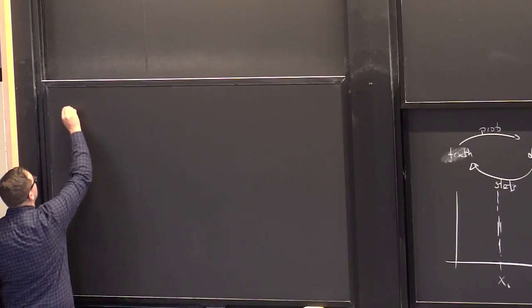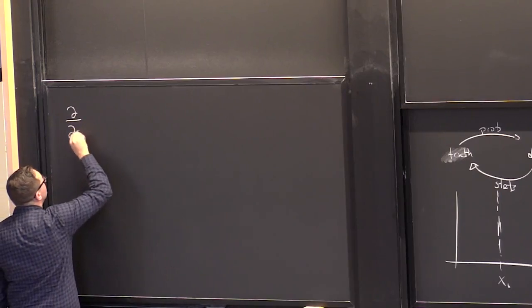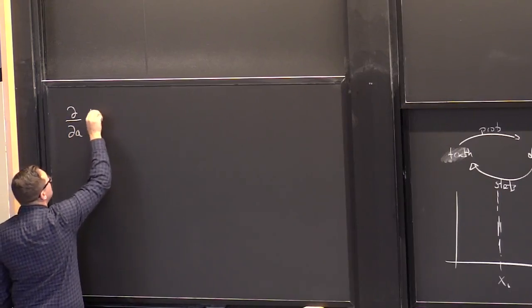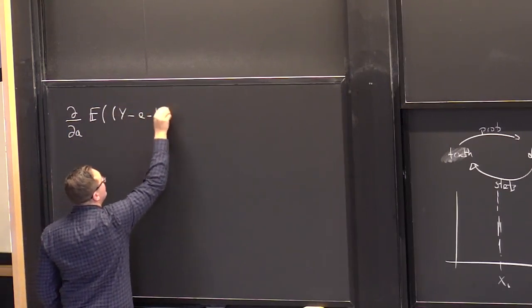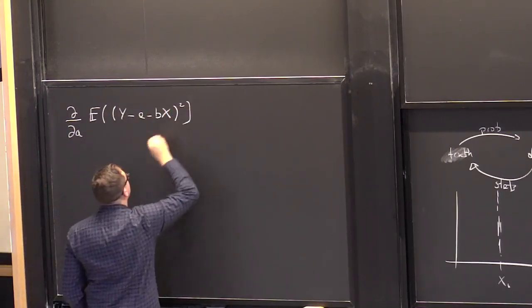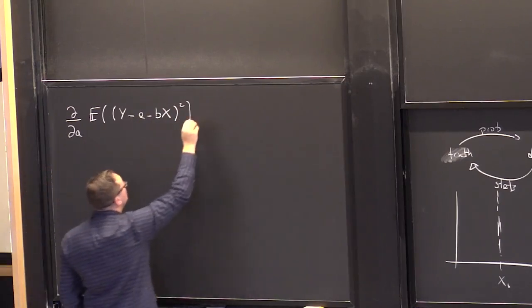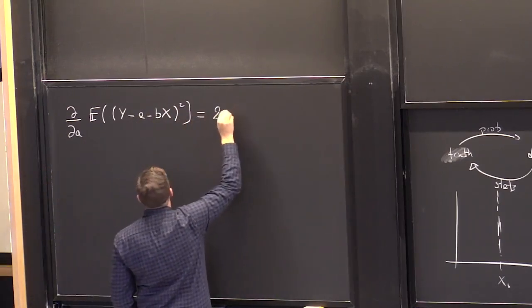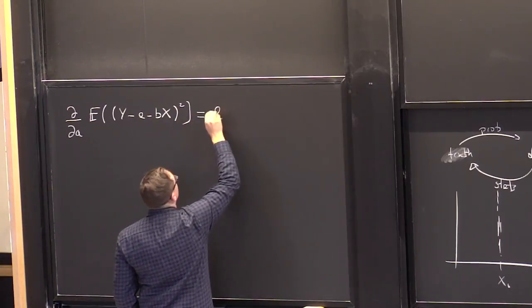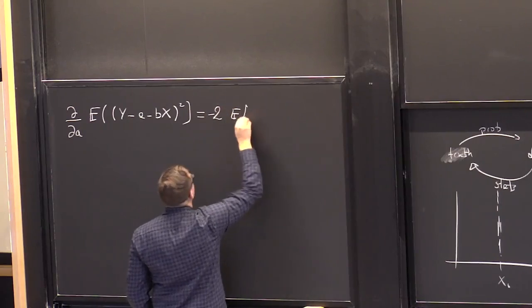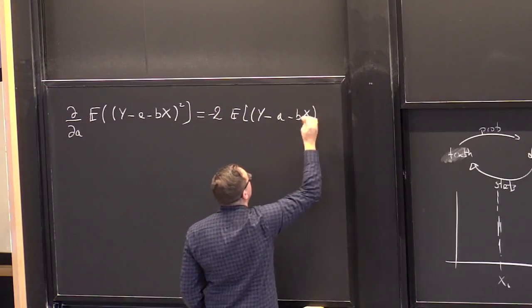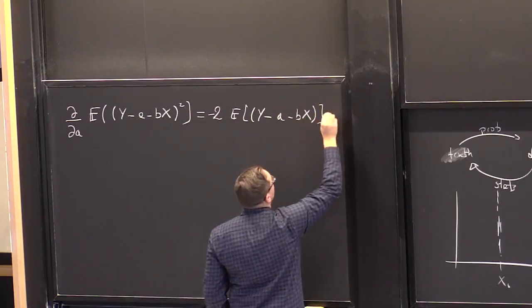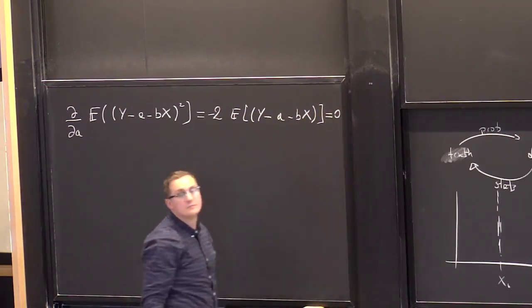And so what I want to do is to look at the partial derivative with respect to a of the expectation of (y minus a minus bx) squared. Okay, so if I look at the derivative here, what I'm going to get is minus 2 times the expectation of y minus a minus bx. And I want to set this equal to 0. Okay?